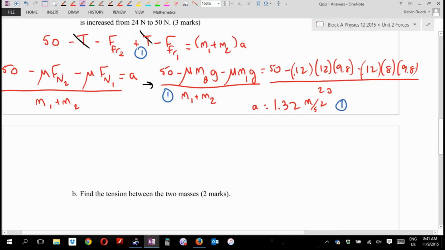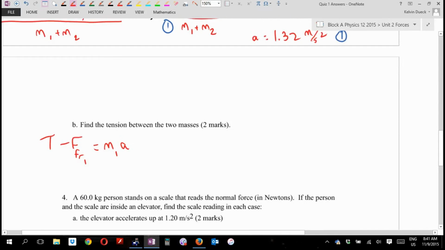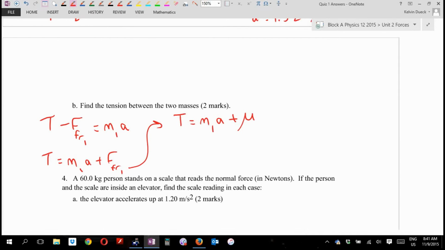Then find the tension between the two masses. I'm going to use mass 1. In mass 1, I think it's tension minus friction force 1 equals M1A. Tension is going to be M1A plus friction force 1. Tension is going to be M1A plus mu times normal force number 1. I don't know normal force number 1. Oh, but look, I know the force the same size as normal force number 1. It's going to be M1G.